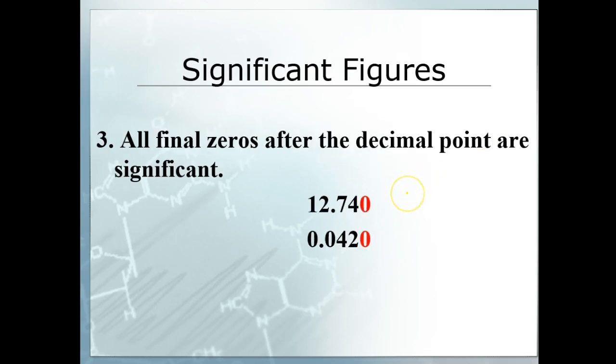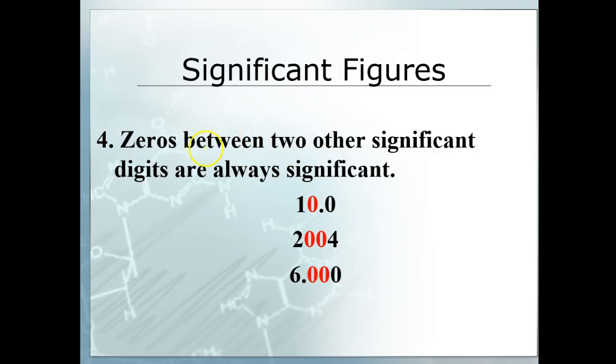All final zeros. This is where we get a little tricky. All final zeros after the decimal: here's our decimal, and any zeros that are after a decimal place are significant. That means we have to have them, or we have to count them. Zeros that are between two other significant digits, those ones that we talked about before, 1 through 9, or the ending zeros after a decimal point are significant. So for instance, this would have 3 significant digits because we have a 1, which is significant, a 0 after the decimal, which is significant, and then this one falls in between. This one would have 4, and this one would have 4.